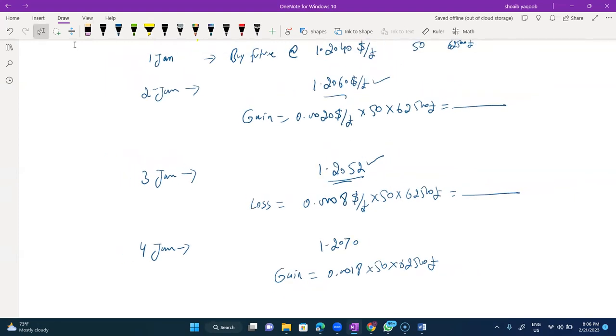So what is the learning here? Whenever in the exam there is a mark to market calculation, 1st January will be compared against 2nd January, 2nd January against 3rd January, 3rd January against 4th January. So you will compare today with tomorrow, then tomorrow with the day after tomorrow, and so on. That's how mark to market will work. Got it?